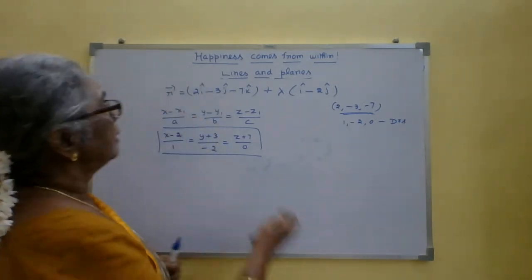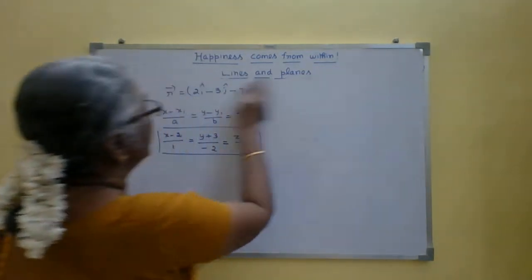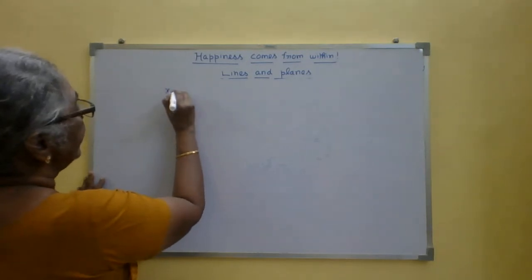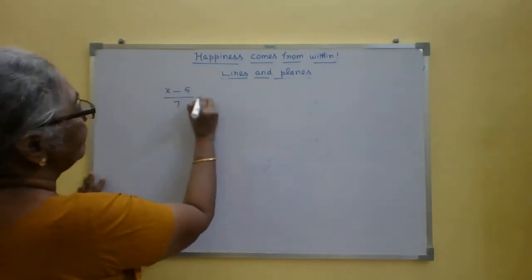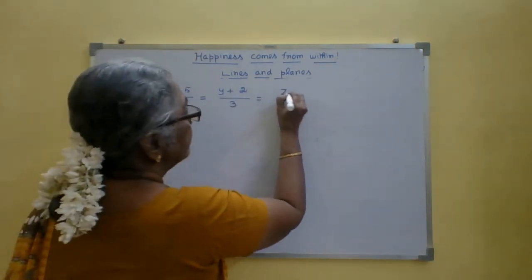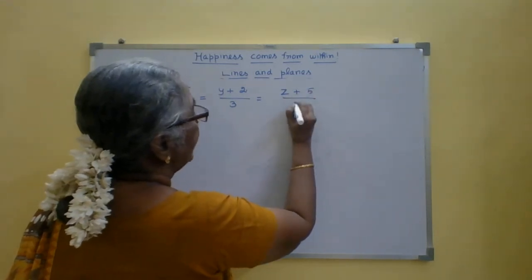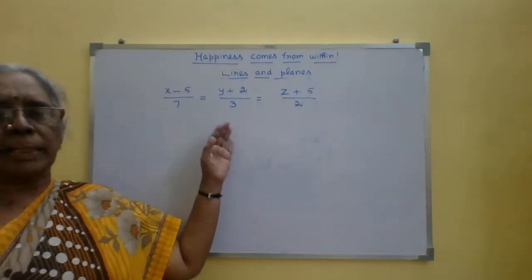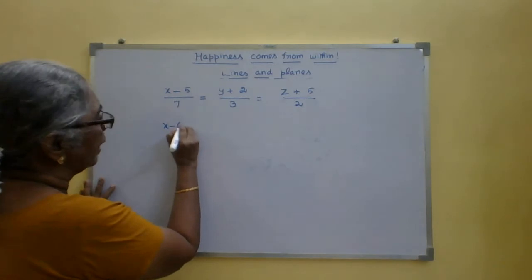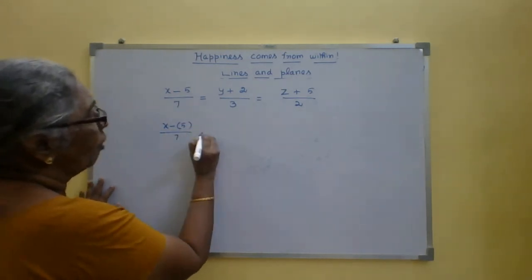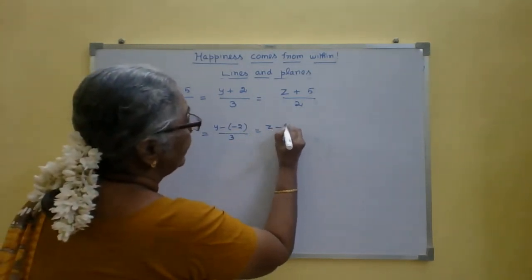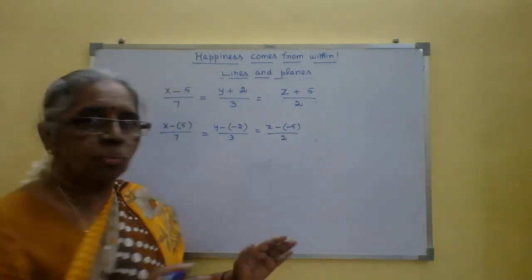Now let me explain how to convert a Cartesian equation to a vector equation. So let me consider one in the standard form first. I will take (x minus 5)/7 = (y plus 2)/3 = (z plus 5)/2. Now this is the Cartesian equation of a line. So first let me write it properly. I can write it as (x minus 5)/7 = (y minus of minus 2)/3 = (z minus of minus 5)/2. So now it will be clear.